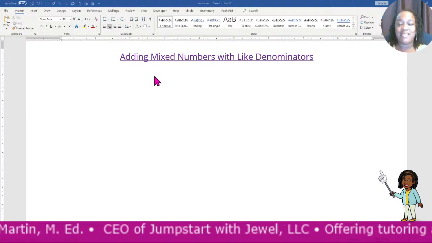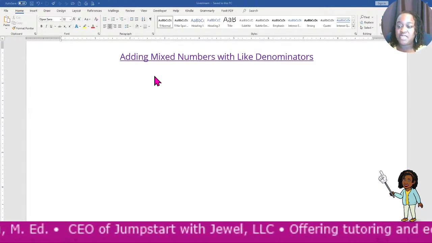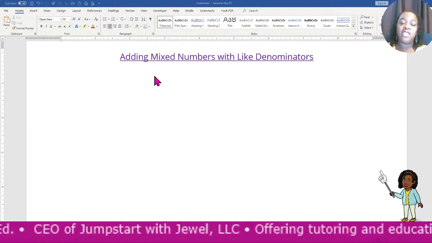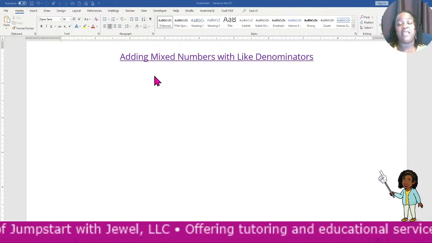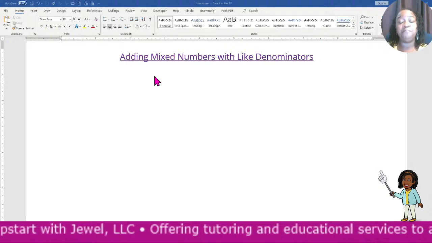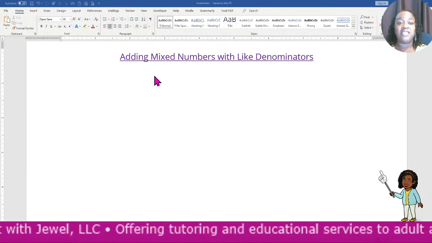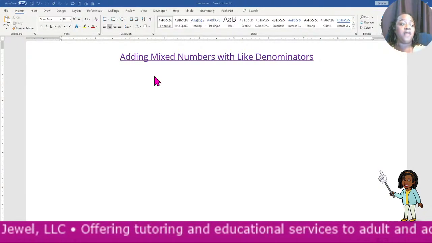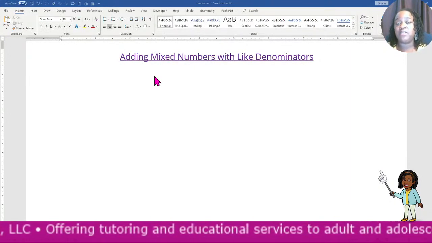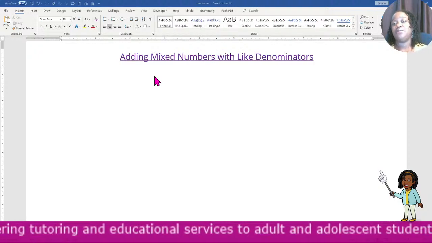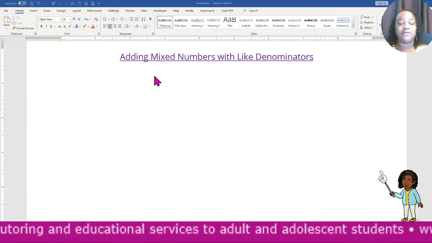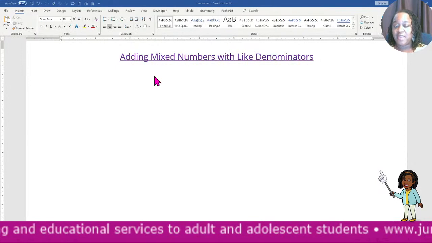Some of my adult students are returning to school to make career changes. They may be getting their GED. They may be taking a college entrance exam. They may be taking an ASVAB test to go into the military. Or I have children that I tutor, second, third graders up to eighth graders.